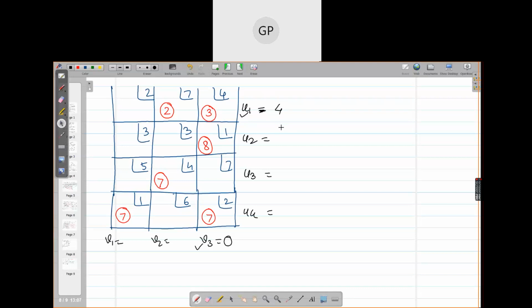It's very easy, girls. Go to the corresponding row and column. Okay. Then now V3 plus U2 is equal to 1. So U2 is 1. U4 is 2. Are you getting it? U2 is 1, U4 is 2.